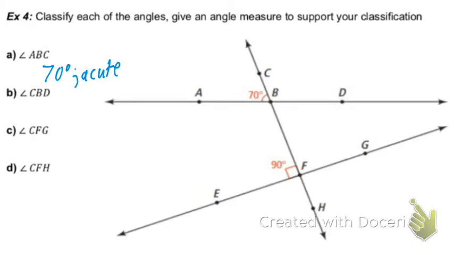So we're asked to classify the angle. So that's our acute, obtuse, right, straight, none, and give a measure. Okay. Letter B, angle CBD. Dayton, what are you thinking? 110 degrees. I agree with you. What's your rationale?